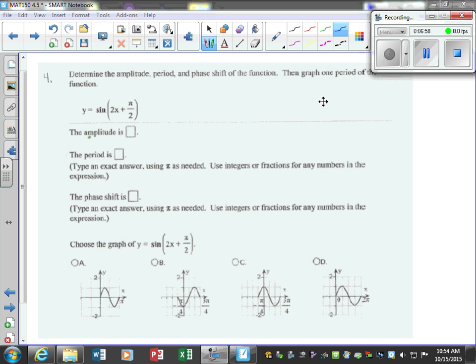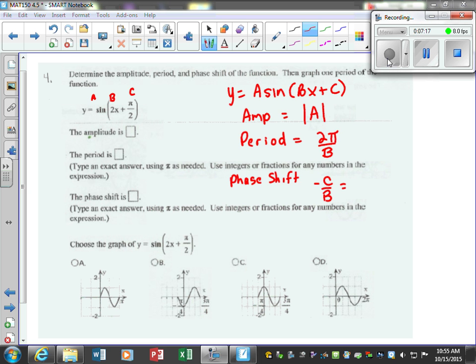Okay, now we're going to have one with a phase shift in it as well. I'm going to pause it for a minute and label this, and I want you to give this a shot to see if you can name your amplitude, name your period, name your phase shift, and then select the graph that matches your information. Okay, so I jotted down some information you may use. Now plug in your information over here and calculate those and find the graph.